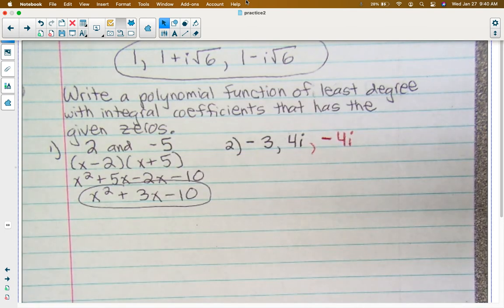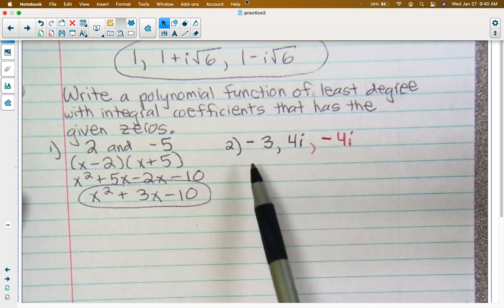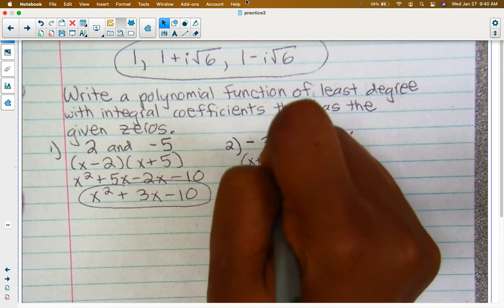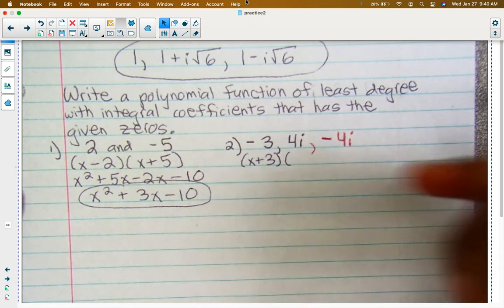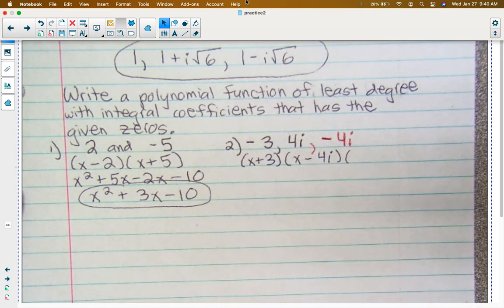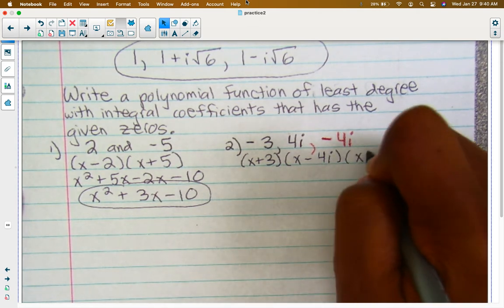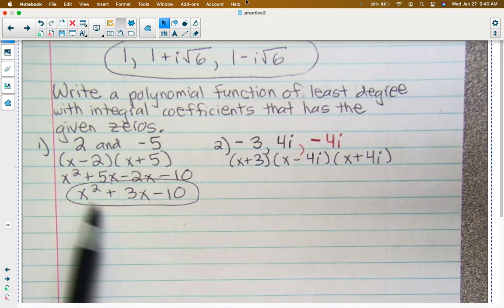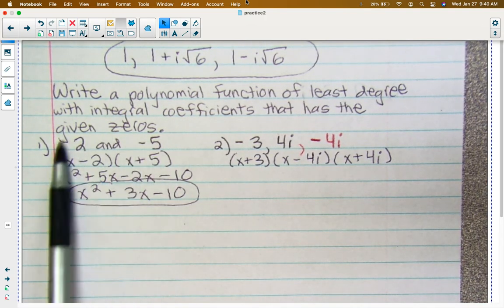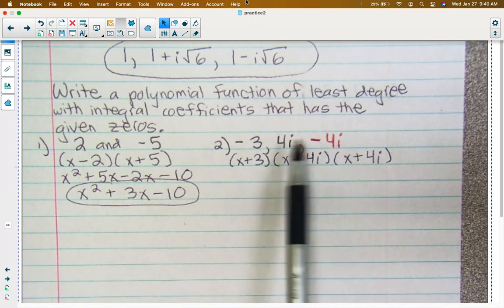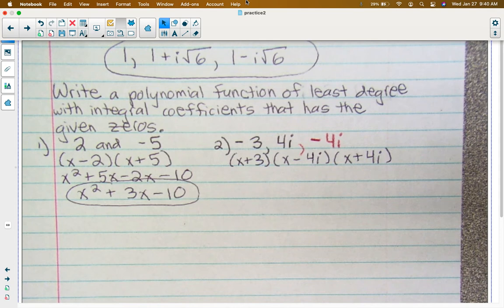So when I set this up in factored form, I'm going to do the exact same thing. This is negative 3, so in factored form, it's going to be x plus 3. In factored form here, it's going to be x minus 4i. And in factored form here, it's going to be x plus 4i. Same thing I did over here with the real roots, except now I do have an imaginary root in it, and that's okay. I actually have 2 imaginary roots in it. Now we're going to want to multiply this out.